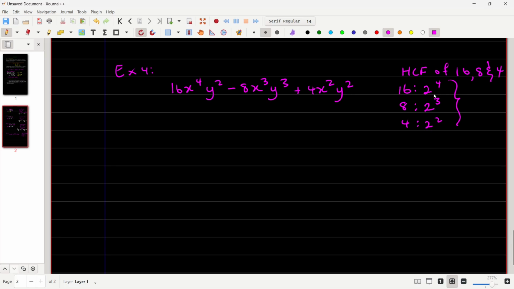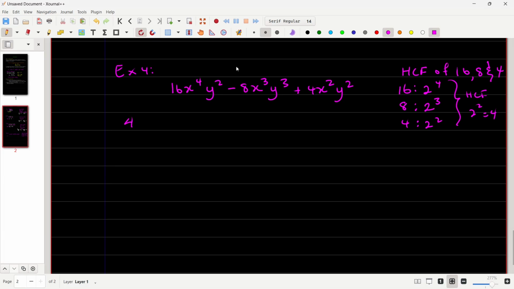The lowest power of 2 is 2 here. So then that means the HCF is 2 to the second, which is equal to 4. So I put 4 outside here.